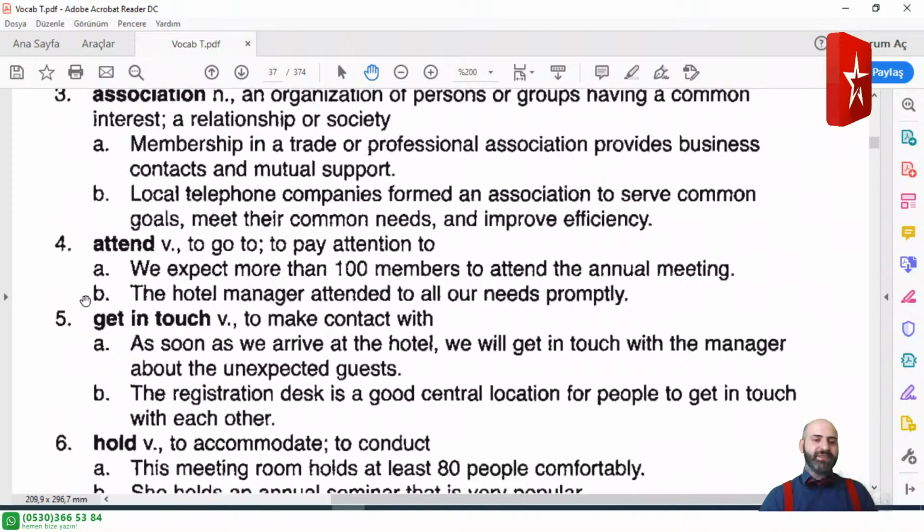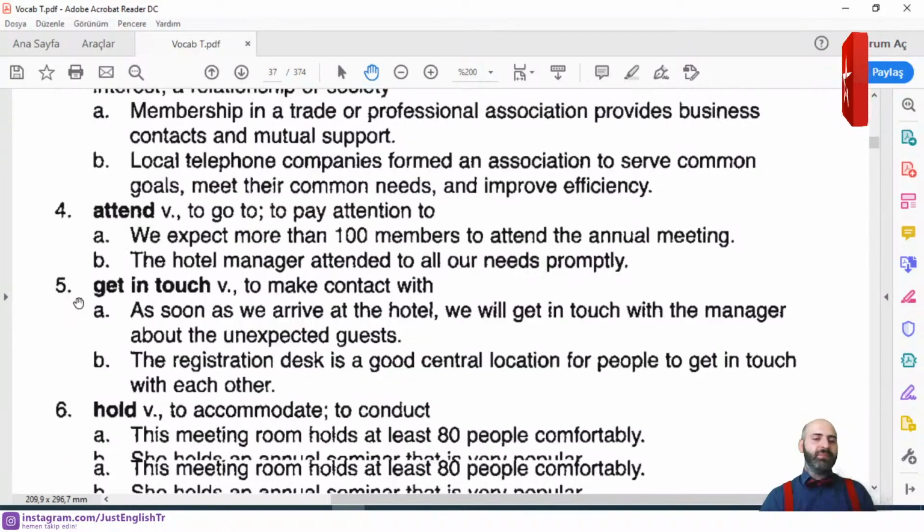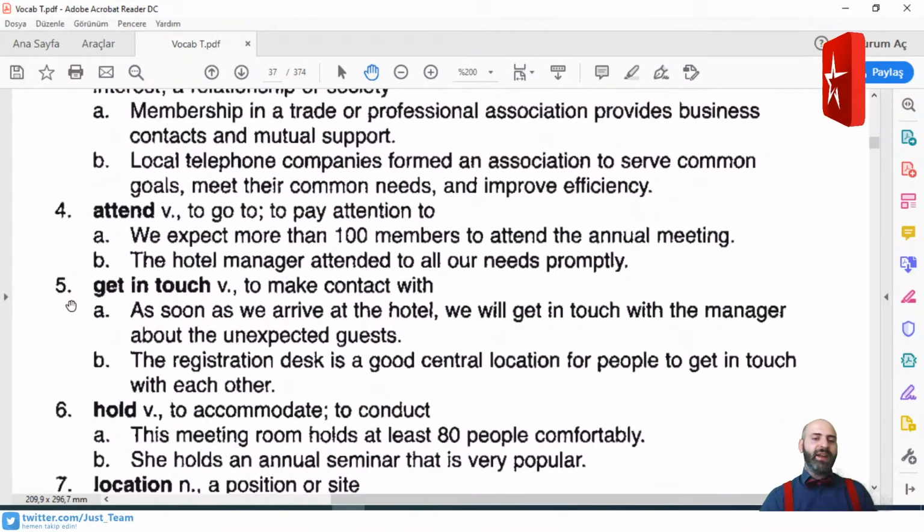Word number 6 we have got over here, hold. It is a verb and it means to accommodate or to conduct something. Do you know the meaning of conduct, guys? Do you know this word, conduct?